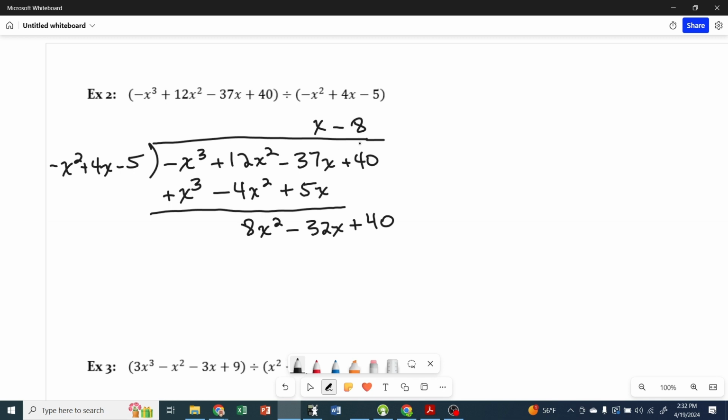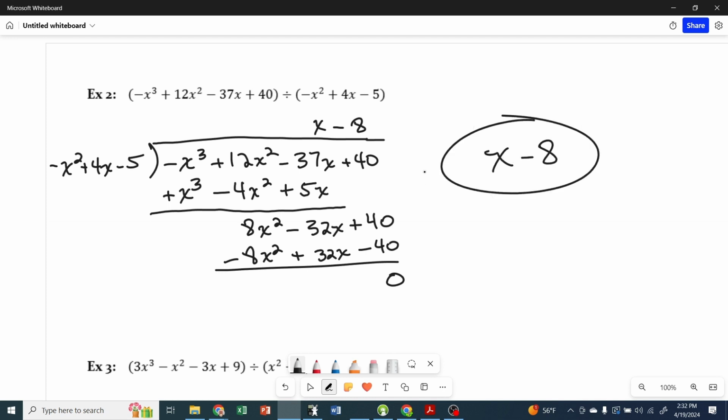So now we multiply. Negative 8 times negative x squared gives me positive 8x squared, but I'm going to change my sign, and it's negative 8x squared again. Negative 8 times positive 4x is negative 32x, but change the sign, positive 32x. Negative 8 times negative 5 is positive 40. Change the sign to negative 40. And we work down, boom, boom, boom, and this is 0. So your answer here is x minus 8.